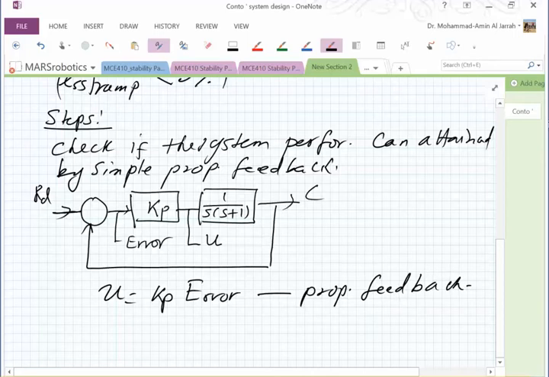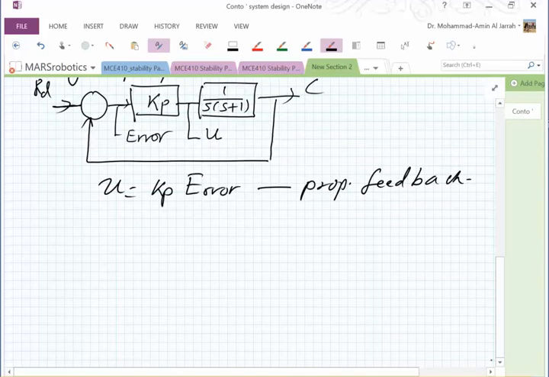Yes? We still need to check the stability of the... Well, that's right. We need to check everything. Okay. So the first thing, we check the proportional feedback. And now we can check everything, the stability and the system performance dynamics using a root locus.